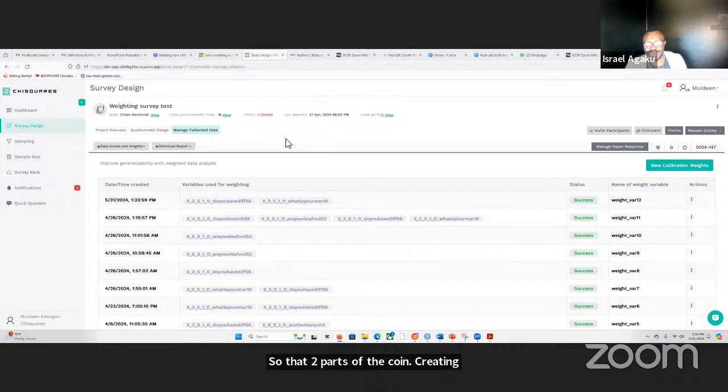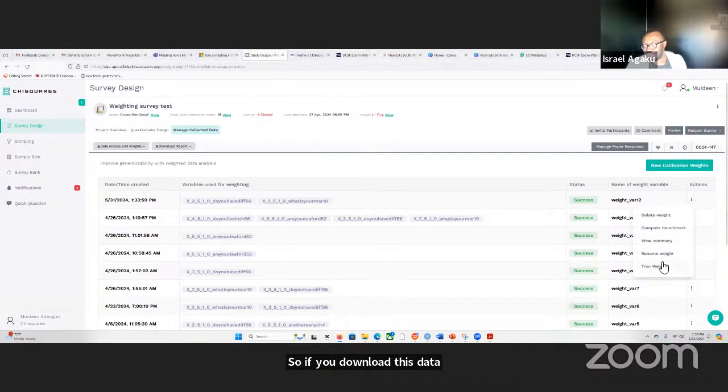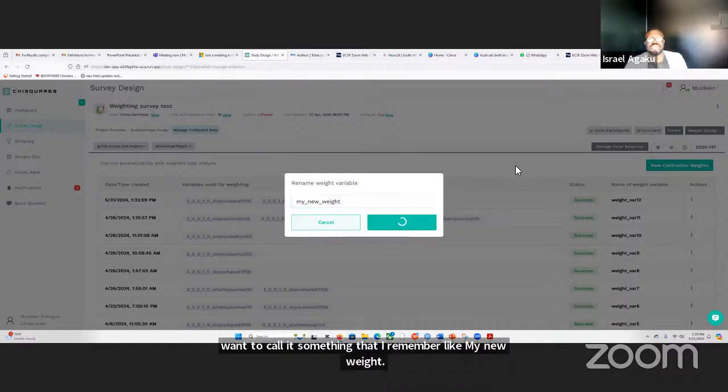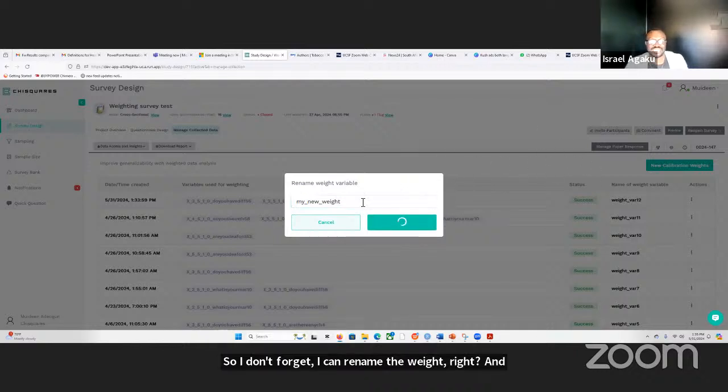So we've created a weight. If you download this data set, you'll have a new variable called var12. You can change the name of a variable if you want. You can say, okay, I don't want to call it var12, I want to call it something I can remember, like my new weight, so I don't forget. And you can rename the weight, right? So that when you are now analyzing the data in your data set, you go to my new weight and you can use that variable.